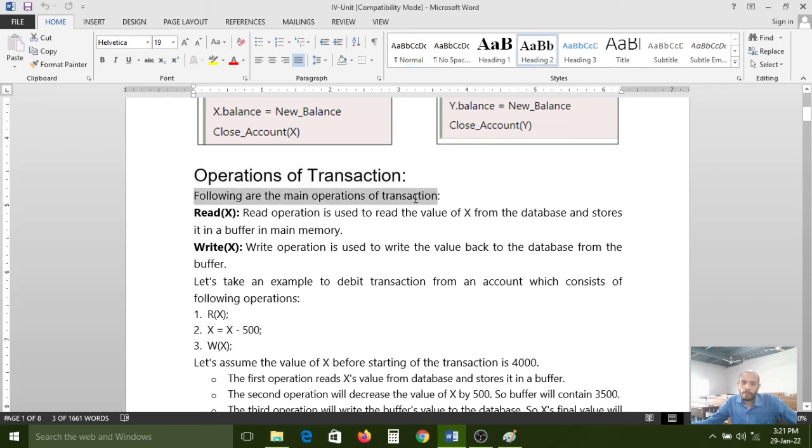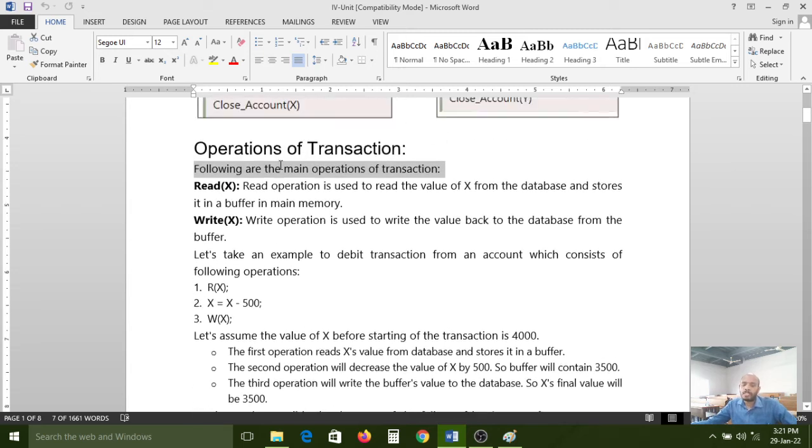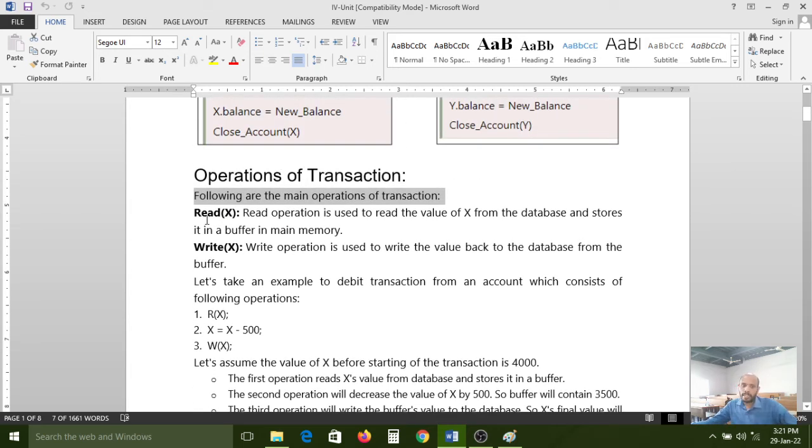Following are the main operations of a transaction. What operations do we have to perform in a transaction? Either read operation or write operation. If you want to check your balance from your account, that is a read operation. If you want to change your Aadhaar number, or transfer 100 rupees from your account to your friend's account, that is a write operation in your account. And after the amount is credited to some other account, a write operation is performed in that account also.